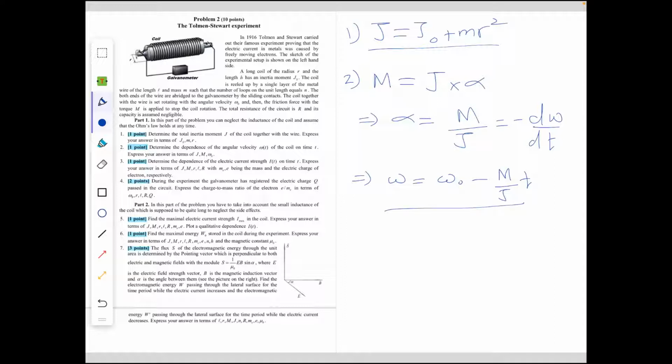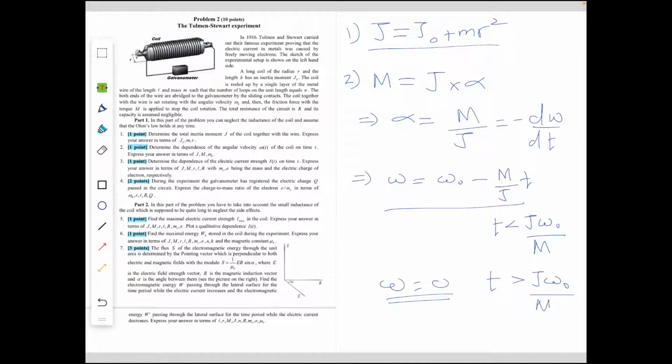This holds for t up to the time where the coil stops, which will be J omega naught by M. And when t is greater than J omega naught over M, omega will simply be 0 as the coil is at rest. Okay, so this was part 2.